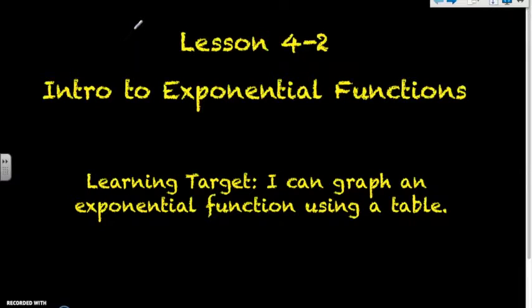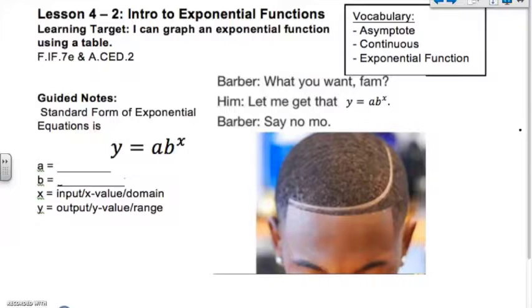This is lesson 4-2, Intro to Exponential Functions. Our learning target for this lesson is that I can graph an exponential function using a table. So we're first going to start out just talking a little bit about exponential functions. We're going to look at the standard form of exponential equations.